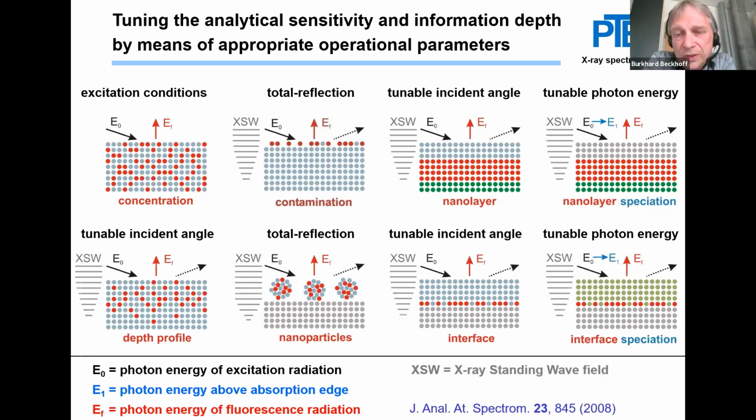All this can be done with laboratory instruments, but when you have synchrotron radiation, you have the capability to tune the incident photon energy. You can perform a speciation, for example, by means of X-ray absorption fine structure. In this case, one has to adapt the X-ray standing wave field to the structure. So when you change the incident photon energy, one has also to change the angle of incidence correspondingly to keep the integral field intensity constant, either in a nanolayer or an interface.